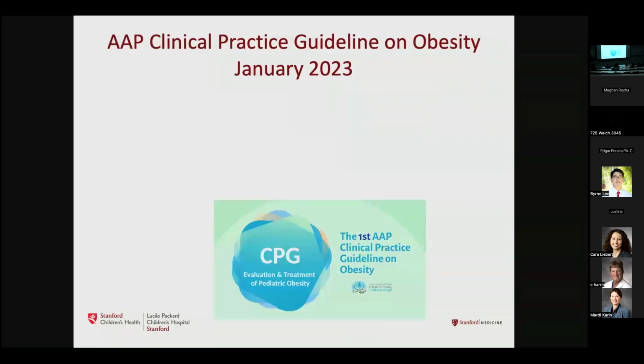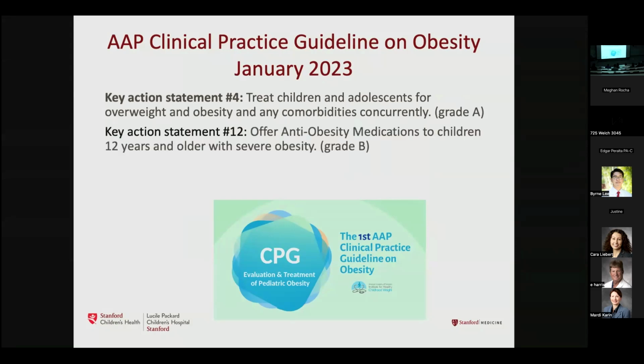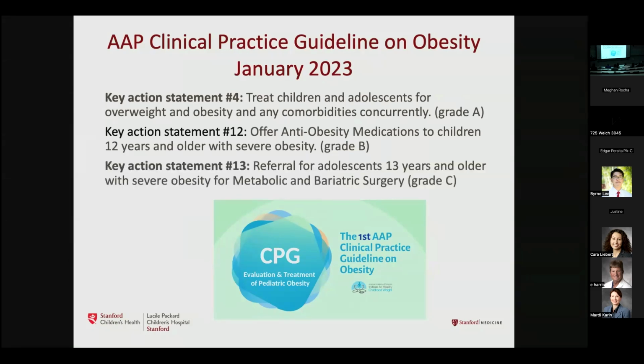They then came out with the clinical practice guidelines in January of 2023, and they had some key action statements, which may seem obvious, but are actually not what the AAP recommended before, i.e. you should treat obesity. That was the key action statement that I found the most difficult to accept, because it ends up that the AAP had recommended watchful waiting for obesity in children. So it was like, oh, it's baby fat, they'll outgrow it. Which is hard to even imagine when you look at those growth curves, but that was what was recommended before. So now they say that you should treat it, you should use anti-obesity medication, and you should use surgery.